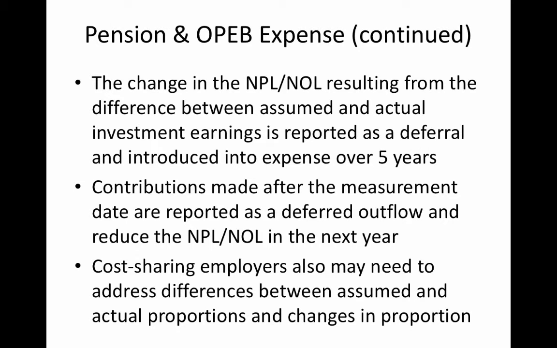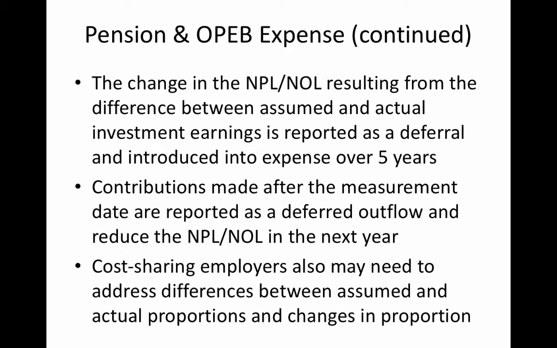To the extent that the difference between what was assumed for investment earnings for the plan and what actually occurred in a given year causes the liability to increase or decrease, that amount also will initially be reported as a deferral and then introduced into pension expense systematically and rationally over a 5-year closed period. So there are 3 items that are introduced into pension or OPEB expense over several years rather than immediately.